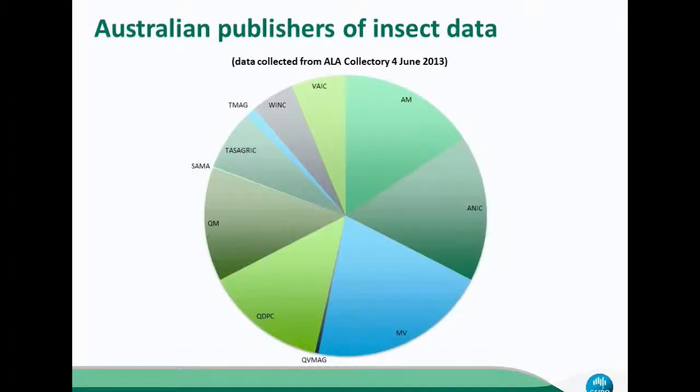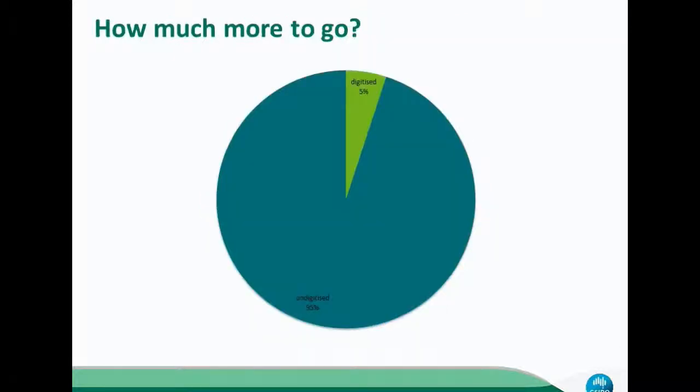These are the biggest publishers of Australian insect data, again taken from the Atlas of Living Australia. So we have sort of four big players there: the Australian Museum, AM, the Australian National Insect Collection, ANIC, Museum Victoria, MV, and the Queensland Department of Primary Industries Collection. The others are much smaller contributors of data. So another issue is that even though some of us are publishing our data, it's skewed towards some collections or some parts of the country, and so we have to be mindful of the gaps that this might cause in the data.